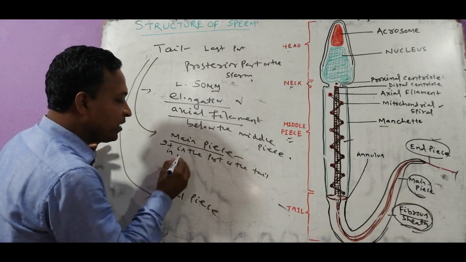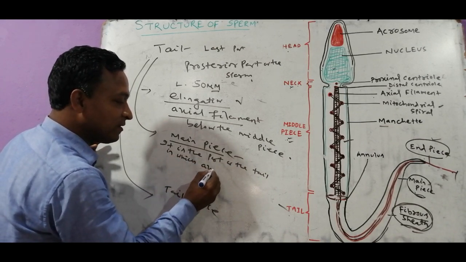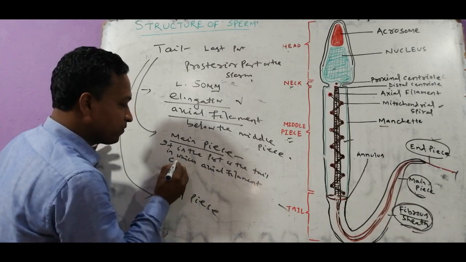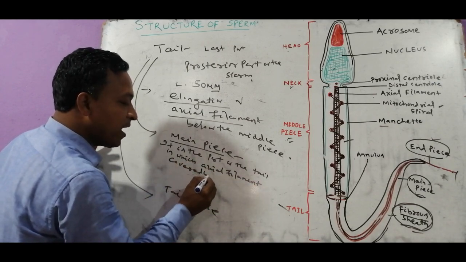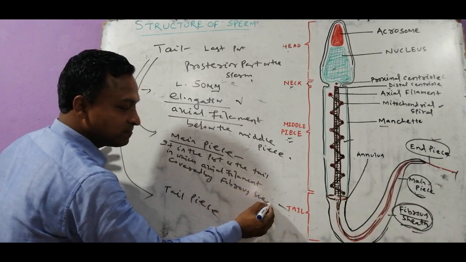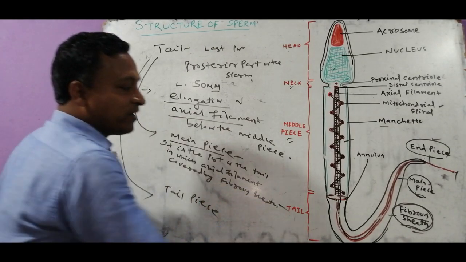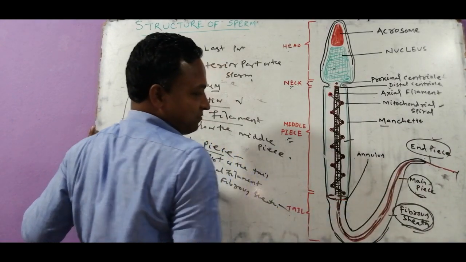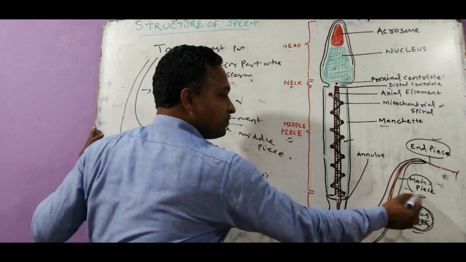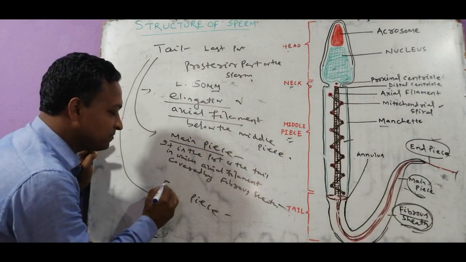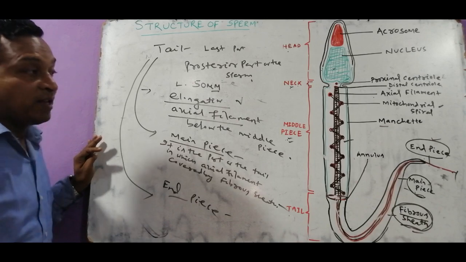The main piece is the part of the tail in which the axial filament is covered by the fibrous sheath. When the fibrous sheath does not cover the part of the tail, we can more appropriately call that the end piece.